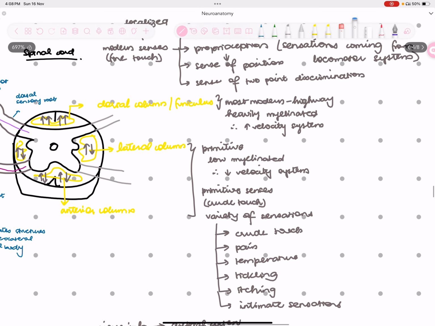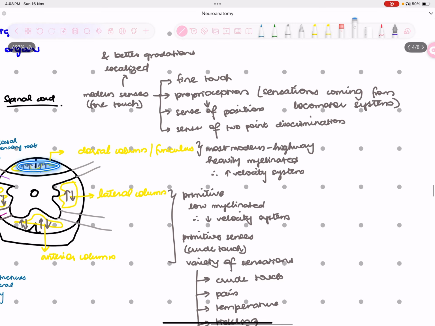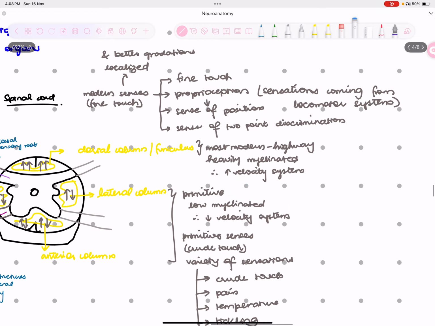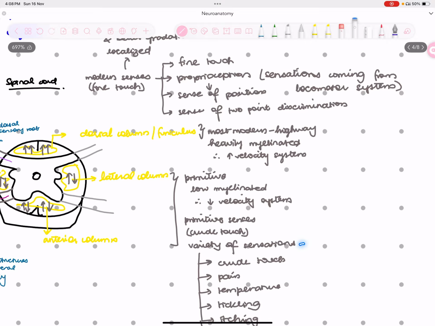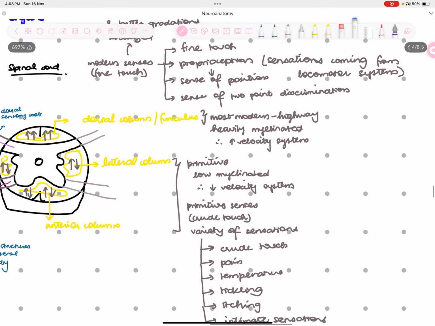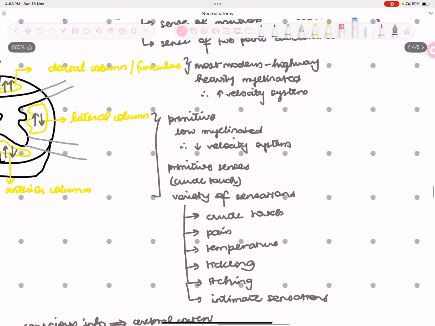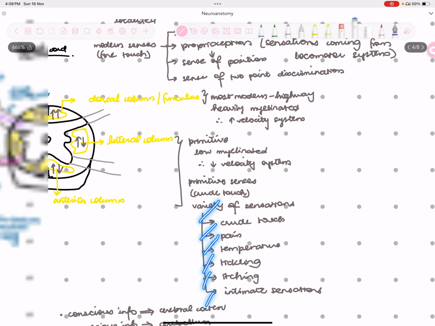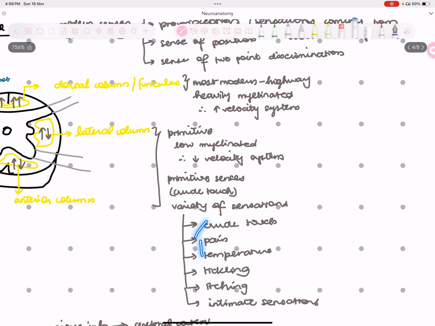Now let's recall again. You have the dorsal column funiculus, and you have the anterolateral. Anterolateral is more primitive and older, so it's low velocity and less myelinated. Because it's less myelinated, it is a low velocity system. It has a variety of sensations because all sorts of traffic can go here, and it has primitive senses mainly like crude touch, pain, temperature, tickling, itching, and intimate sensation.